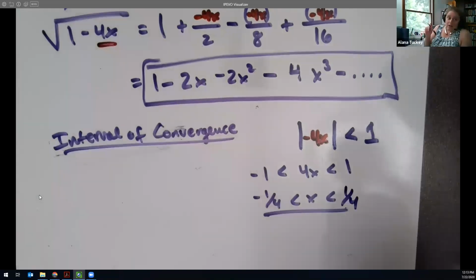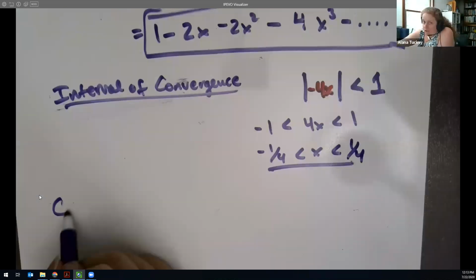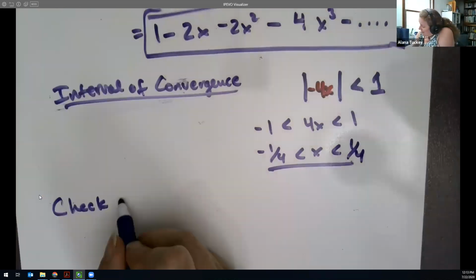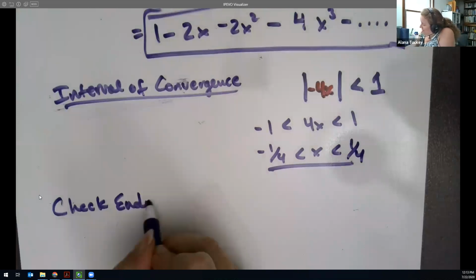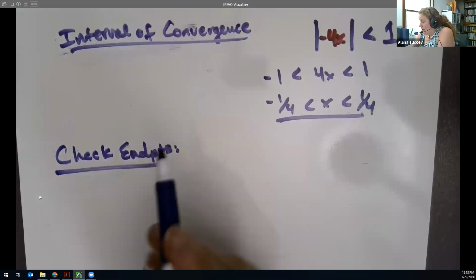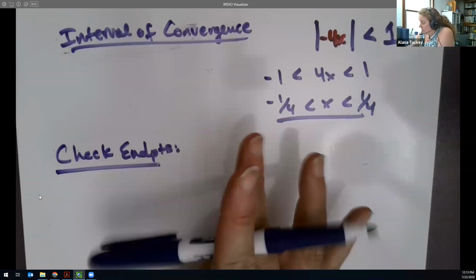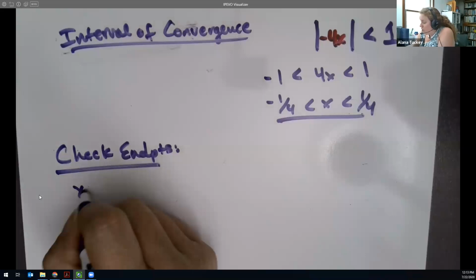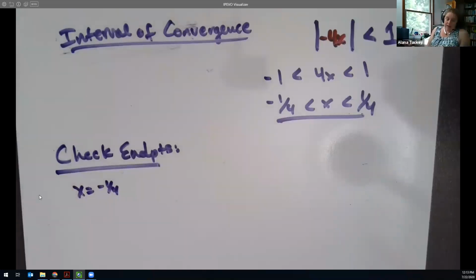Now, you'd love to be done, but you're not. You've got to check your endpoints because one of those might have a bracket. Okay, so we need to check endpoints. You never can avoid it. In all of 11.2 and 11.3, you just always have to check endpoints. So you take your endpoints, which would be x equals negative 1/4, and you plug it into the series. Now you're thinking, well, I don't really have the original series. Yeah, but you don't need it.